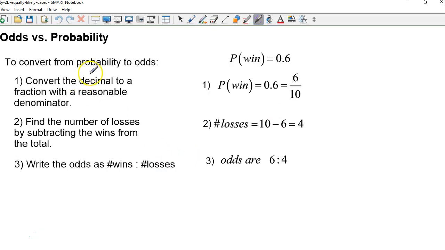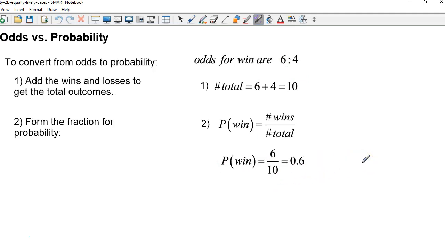Okay, so to convert from probability to odds, let's say we have probability of winning is 60%. You could convert the decimal to a fraction with some reasonable denominator. So if you have a 60% chance of winning, you could write that as 6 out of 10. And then you could subtract the numerator from the denominator to get the number of losses. So if we know there are a total number of 10 outcomes and 6 of them are winners, that means 4 of them are losses. And then you can rewrite it in the other way. Probability of winning 60% means the odds are 6 to 4, the number of wins to the number of losses.